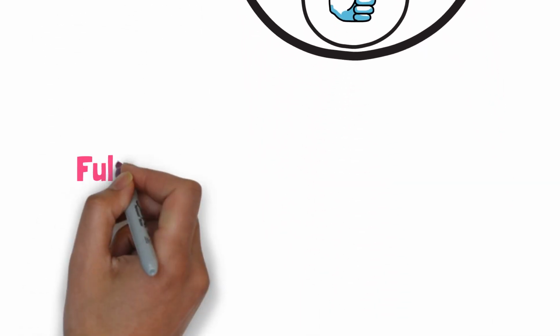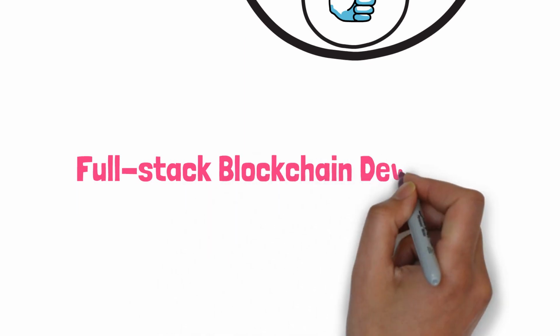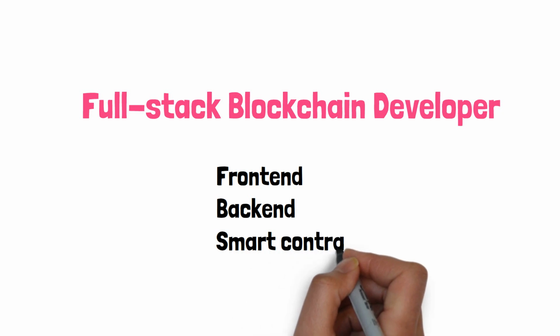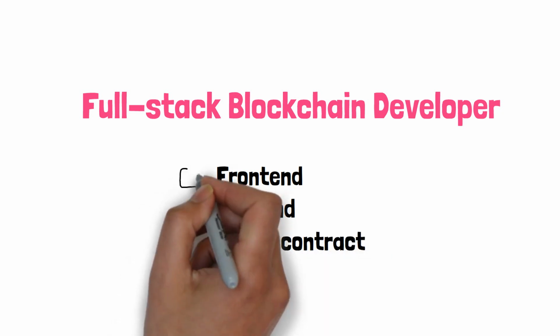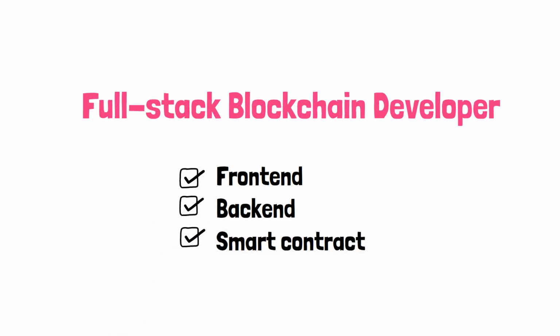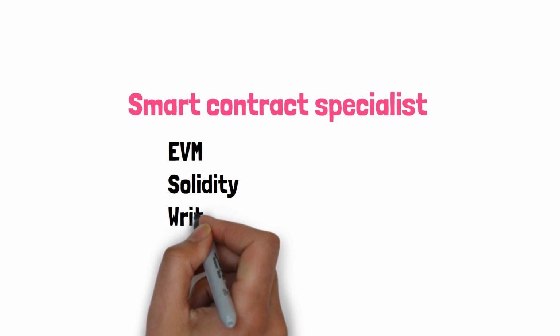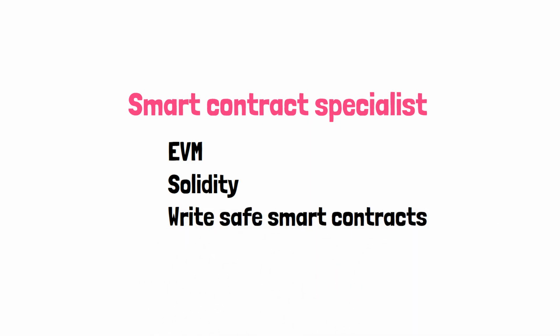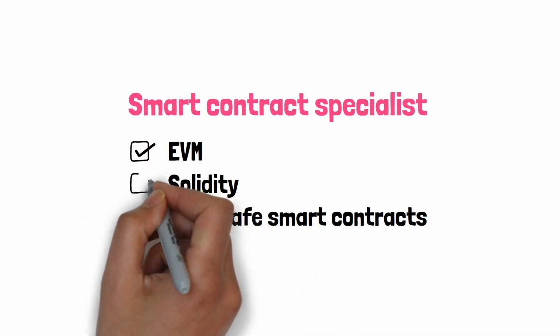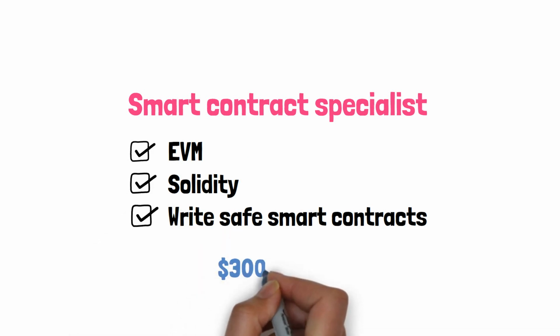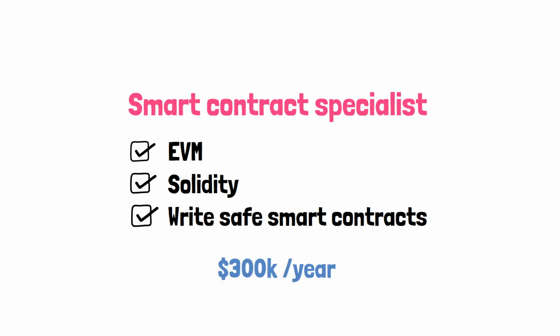The first way to position yourself is to be a full-stack blockchain developer. A full-stack blockchain developer is responsible for building the whole blockchain application. Front-end, back-end, and smart contract. Another way to position yourself is to be a smart contract specialist. You will need to be very good with the EVM, Solidity, and how to write safe smart contract. This is one of the highest paid skills in blockchain. Smart contract specialists can make up to $300,000 per year.